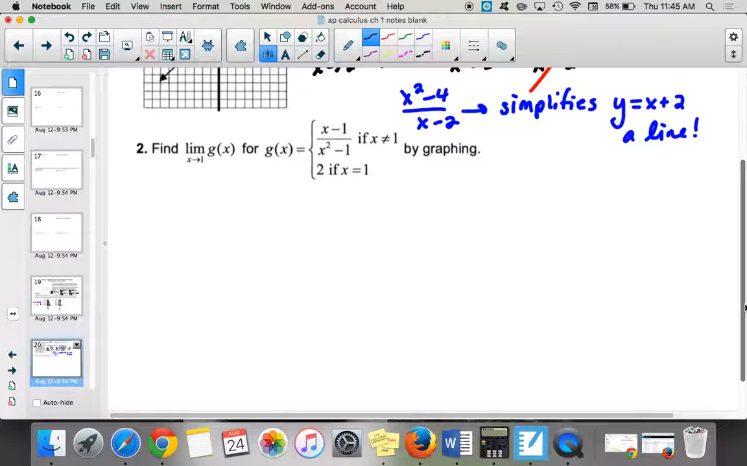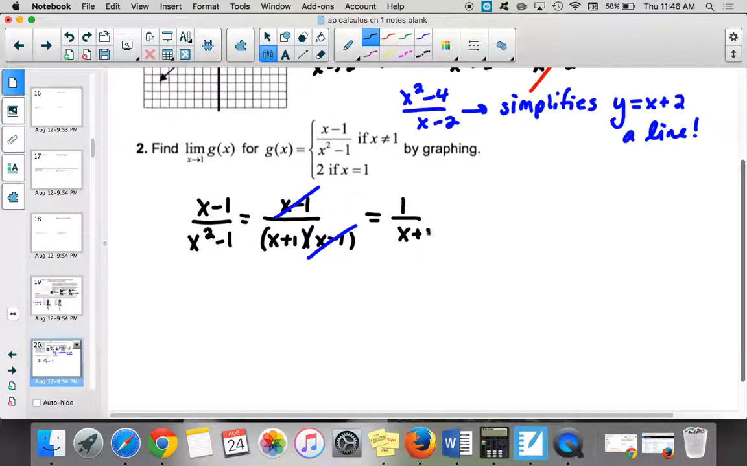Okay, so I scared you by just saying the word piecewise function. I saw some of you guys like, wait, what? So we could do this. Let's start with the first part, x minus 1 over x squared minus 1. This factors. The bottom factors into x plus 1 times x minus 1, and those x minus 1s go away. So we really have the function 1 over x plus 1.